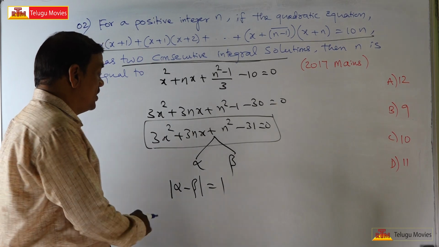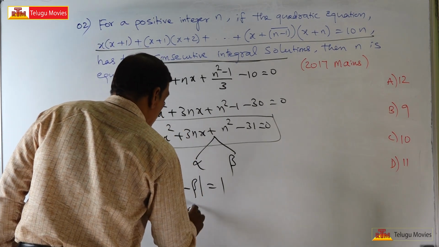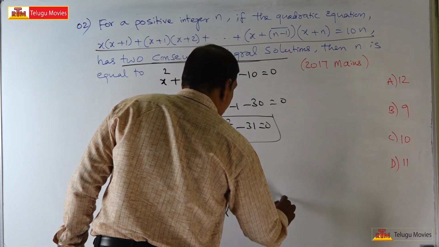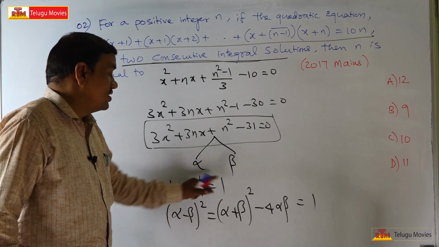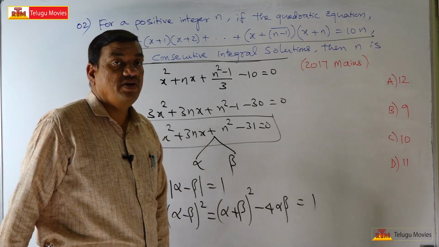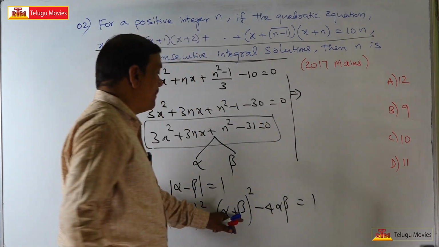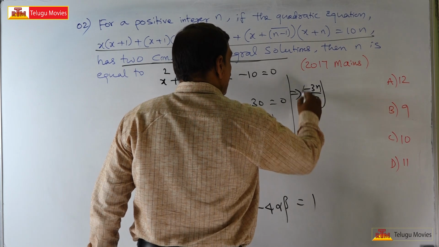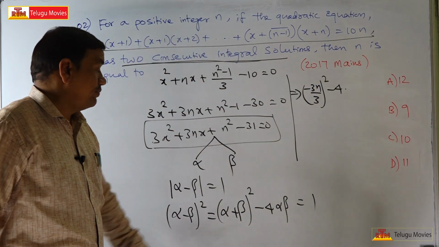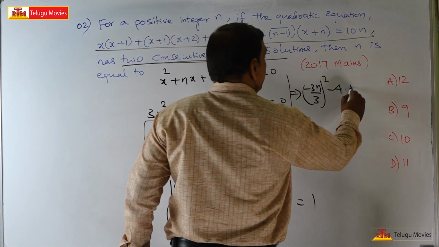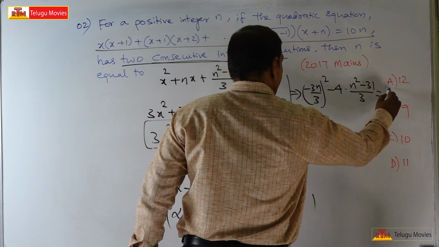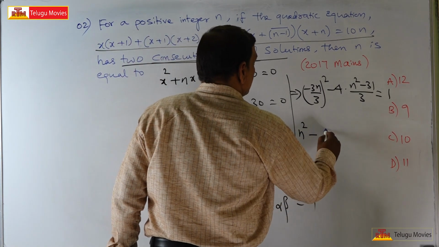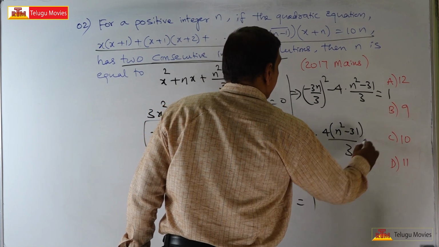So, now from this what you can say? We can say like this. Alpha minus beta whole square can be written as alpha plus beta whole square minus 4 alpha beta, this is equal to 1, squaring on both sides. So, from this, alpha plus beta, sum of the roots, that is minus 3n by 3, whole square, minus 4 into alpha into beta, product of the roots, c by a, that is n square minus 31 by 3, is equal to how much? 1. So, here 3 will get cancelled, minus n, that means n square minus 4 into n square minus 31 by 3 is equal to 1.